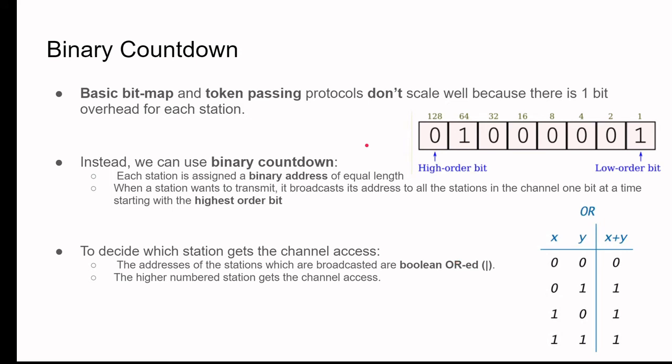As stated before, token passing doesn't scale well, so instead there's another process called binary countdown that we can use. In binary countdown, each station has a binary address with a set length and, when it wants to transmit, broadcasts its address one bit at a time, starting with the highest order bit, from left to right. To decide which station gets access to the channel, the addresses of all the broadcasting stations are Boolean ORed together, and the highest numbered station gets the channel access.